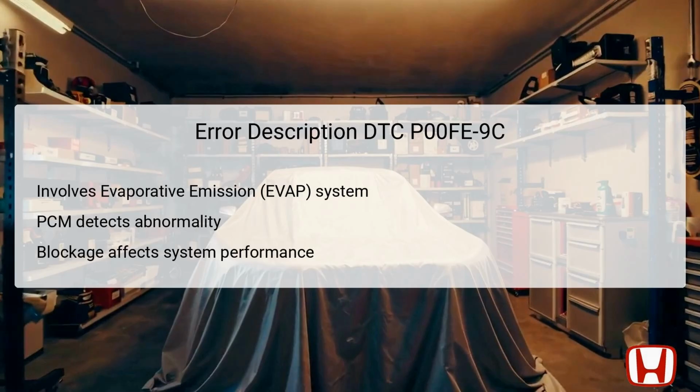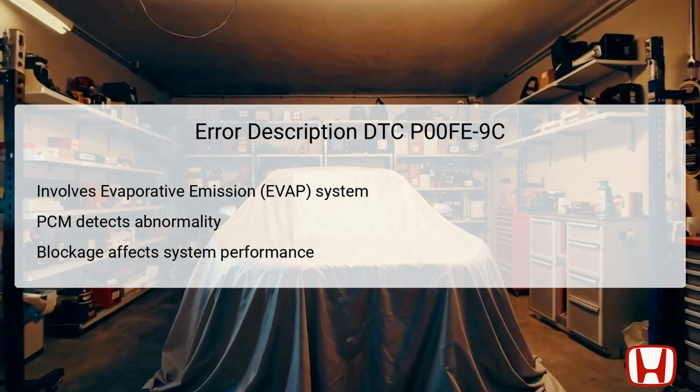DTC P00FE-9C indicates a blockage in the evaporative emission EVAP system, specifically relating to the vent line. The affected components include the fuel tank system, the EVAP canister, and the EVAP leak check module. The PCM, or Powertrain Control Module, monitors the pressure within the EVAP system. When the space volume is below a specified value, while using the EVAP leak check module, the PCM determines this as an error, storing the DTC.